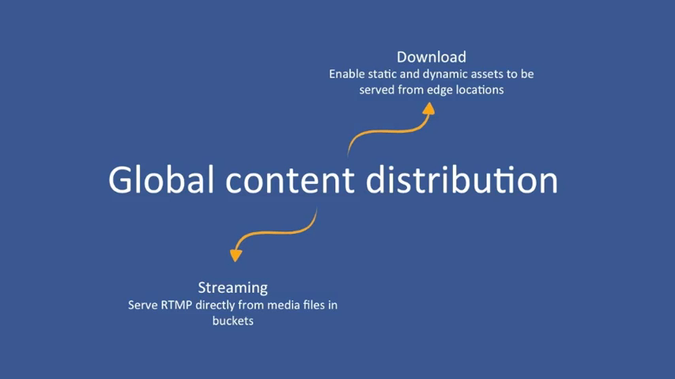But a streaming distribution enables you to serve media files like MP4, H.264 encoded media, as an RTMP stream directly from a bucket. So effectively creating a Flash media server behind the scenes on top of S3 and giving you a simple endpoint that references an object in an S3 bucket and streams it into your favorite player.